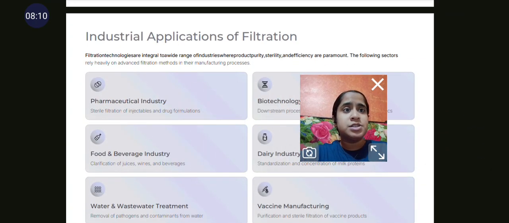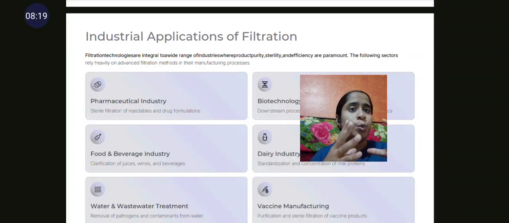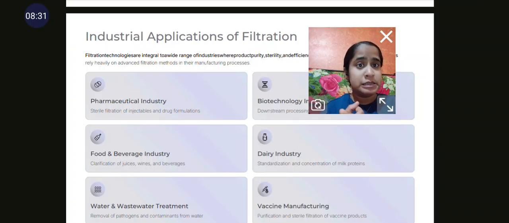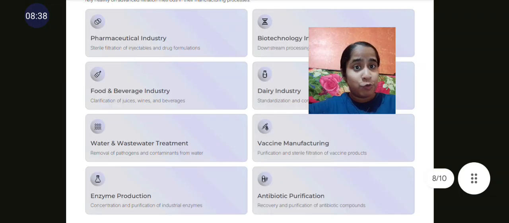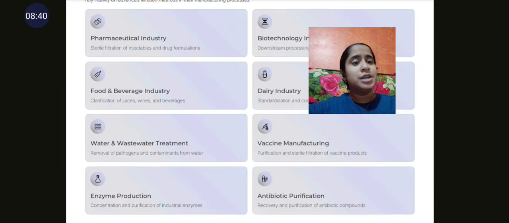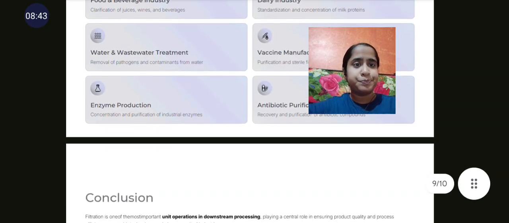Industrial applications of filtration, as I talked about already. Filtration technology is used in a wide range of industries where product purity, sterility, and efficiency are paramount. The following sectors are the pharmaceutical industry, food and beverages, biotechnology industry, dairy industries, vaccine manufacturing industry, enzyme production, and antibiotic purification.